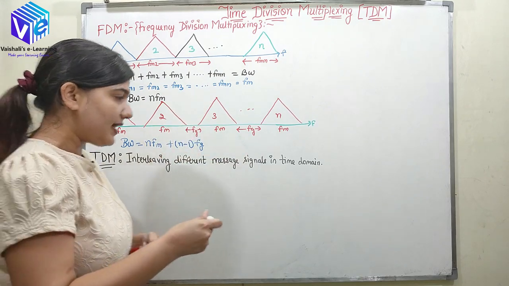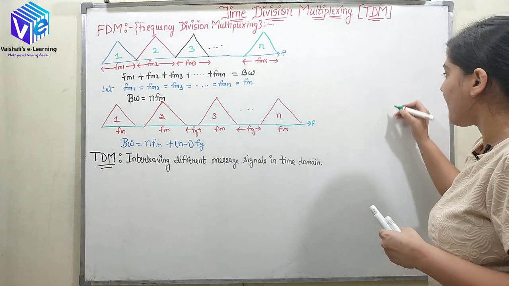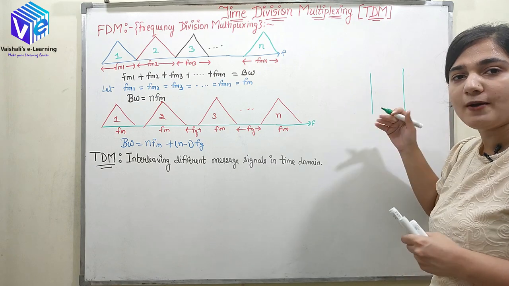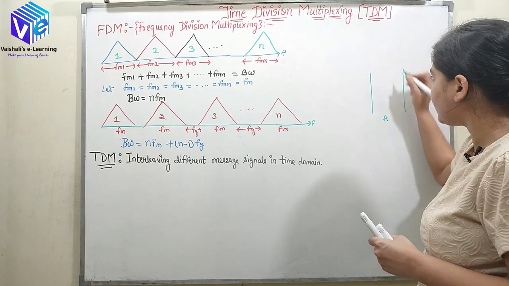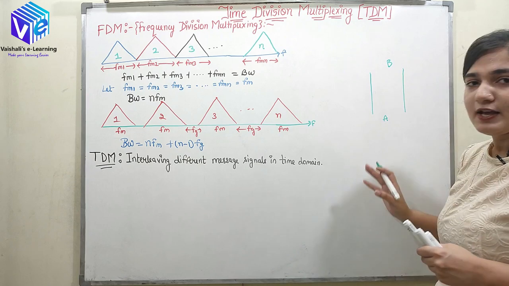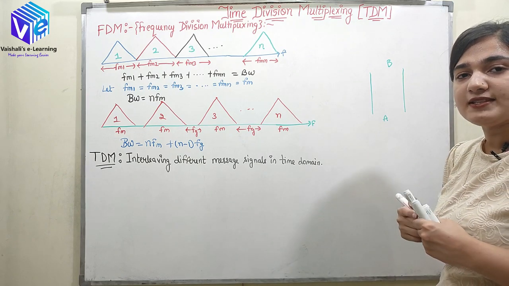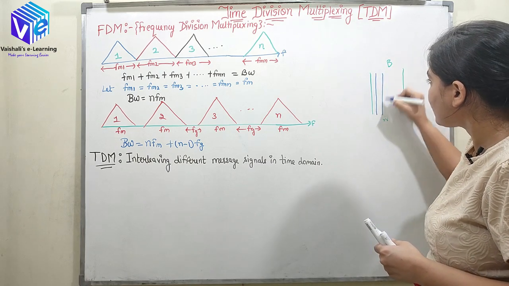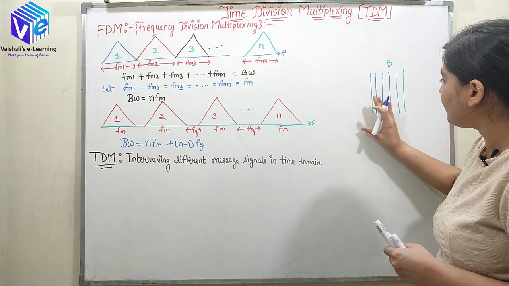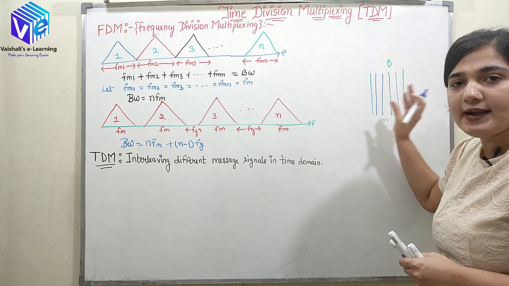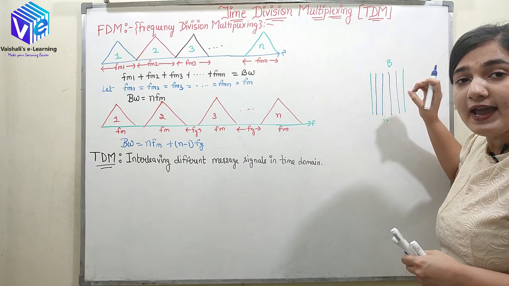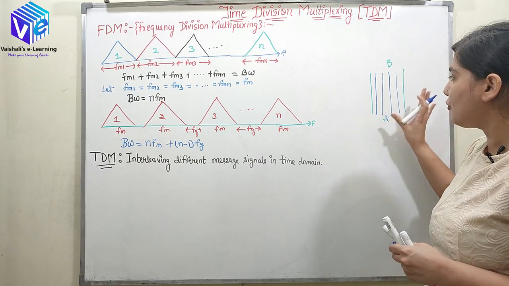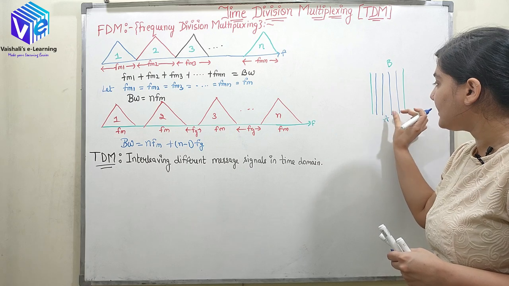Now we can take an example of a pipe. I have a pipe to supply water. This is my point A and this is my point B. What I was doing in frequency division multiplexing, if I have N types of solutions, I'll be taking N pipes. So I'm dividing this big pipe into N different pipes to send my N different solutions from point A to point B. I hope you understood. I have divided the width.